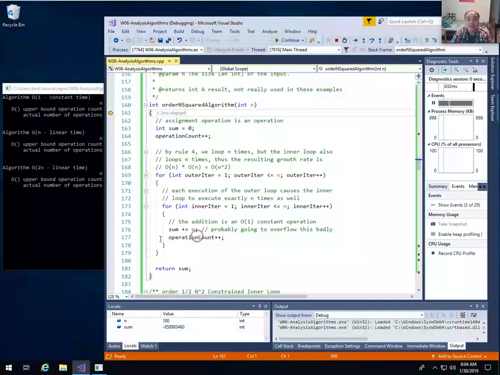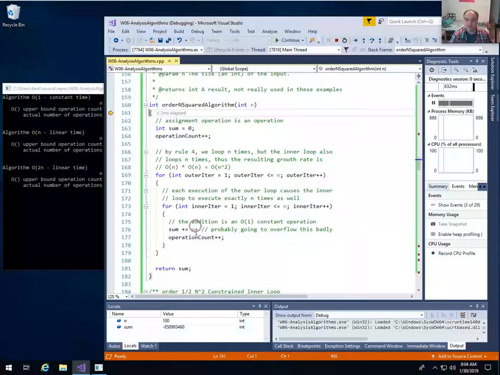The pattern for an n squared is anytime you have a nested loop, so an outer loop and an inner loop, and both loops, the outer loop and the inner loop, execute n times, the number of inputs, right?